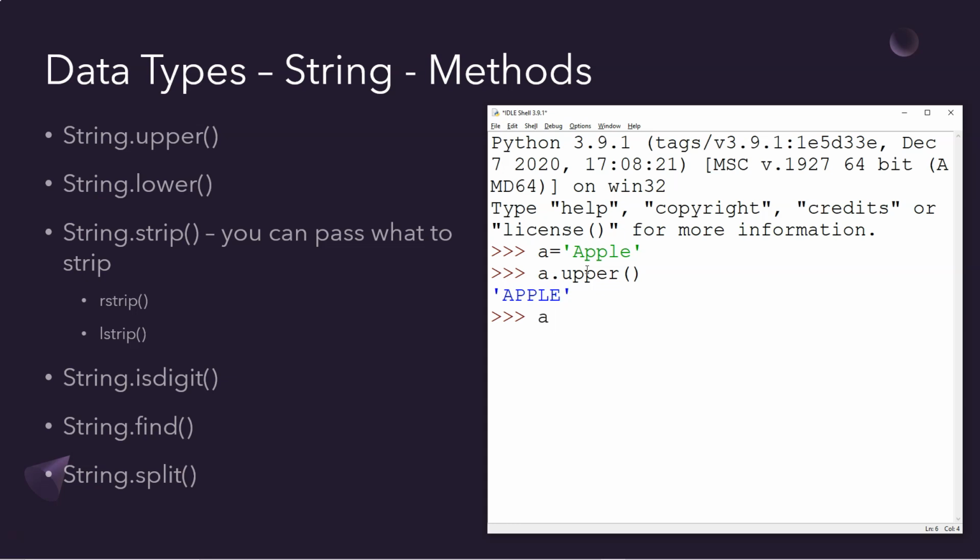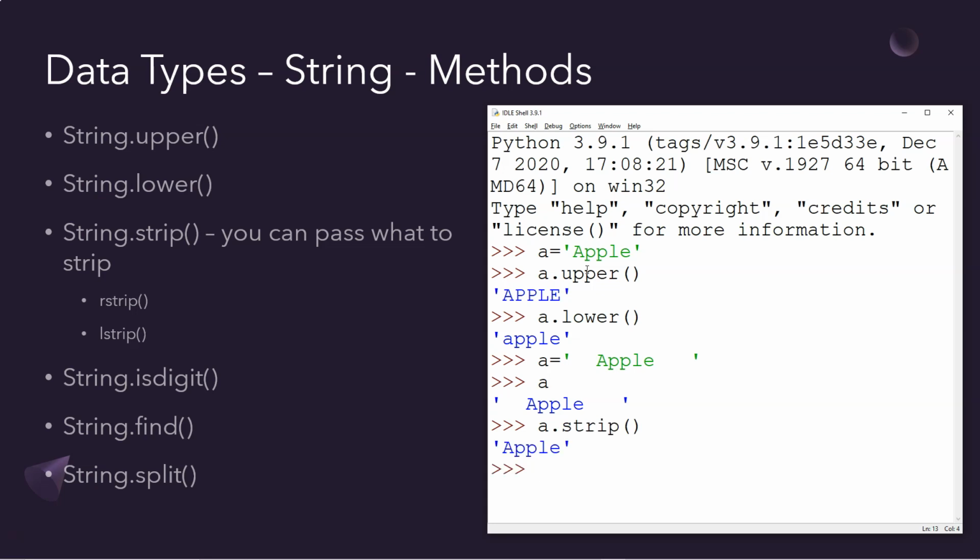Same way, if you say a dot lower, it gives you everything in lowercase. Then there is a function called strip. Let's say a has some spaces at the start. If you simply print a, it will give you those spaces. But if you say a dot strip, it will remove the spaces.